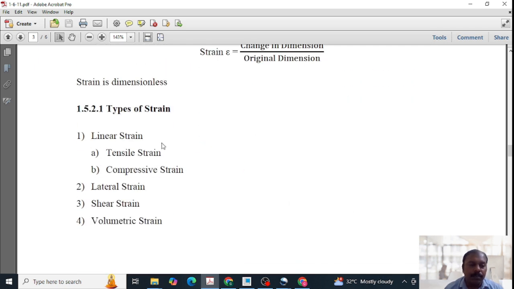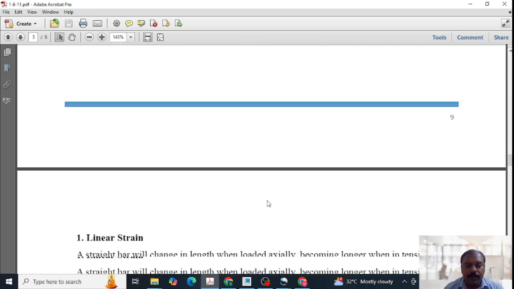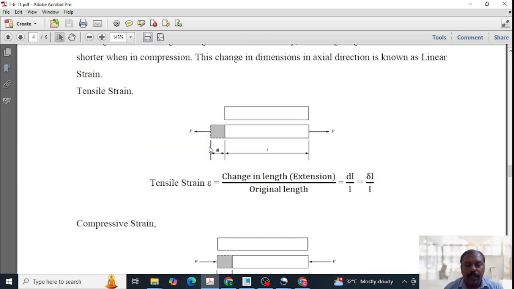There are some types of strains. One is called linear strain, and that linear strain is subdivided into tensile strain and compressive strain. And apart from that, there are lateral strain, shear strain, and volumetric strain. When coming to linear strain, if a force is acting axially on the material, there is a deformation taking place in the material. That is called elongation. So this del L is the change in length and L is the original length. For a tensile strain, epsilon is equal to del L by L.